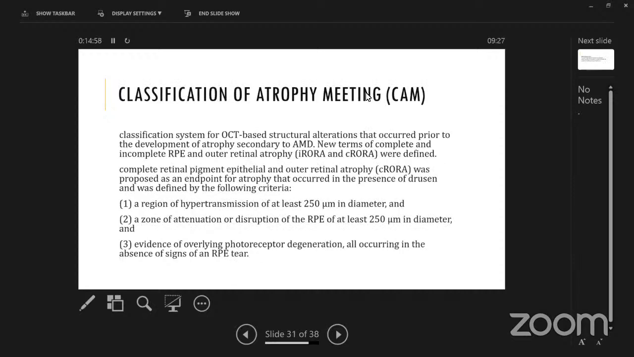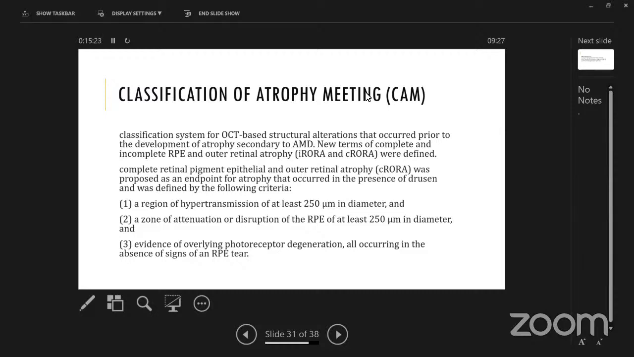According to the classification of atrophy meeting, they have classified it as IRORA and CRORA, where new terms of complete and incomplete RPE and outer retinal atrophy were defined. Complete retinal pigment epithelial and outer retinal atrophy was proposed as an endpoint for atrophy that occurred in the presence of drusen and was defined by the following criteria.